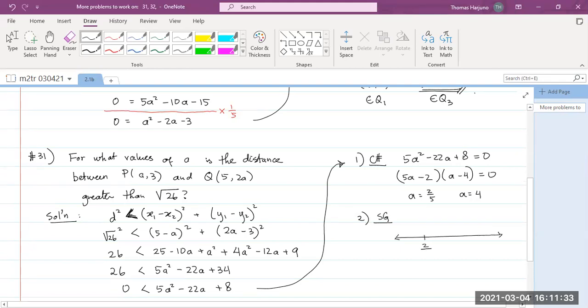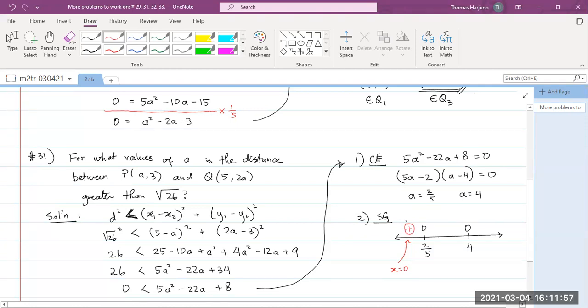It's 2/5 and then 4. Both of them make it 0. And then I do testing points. When x equals 0, the expression is positive 8. I just need positive.